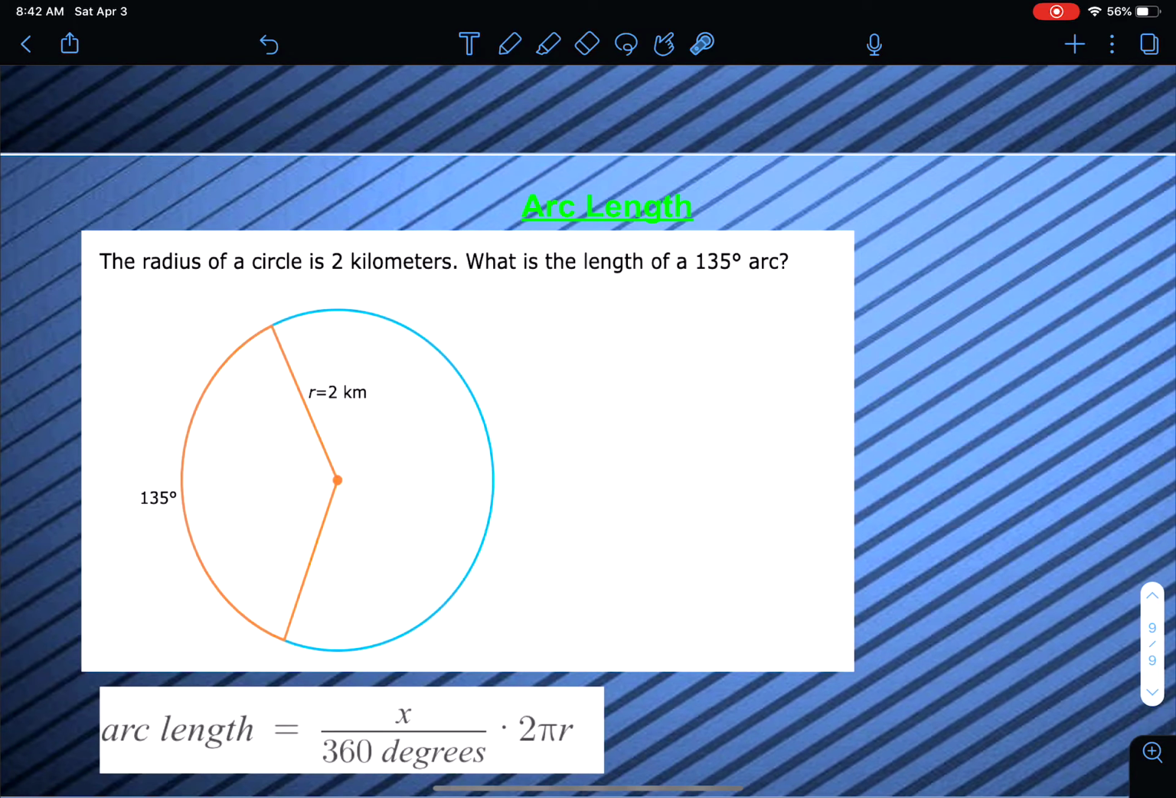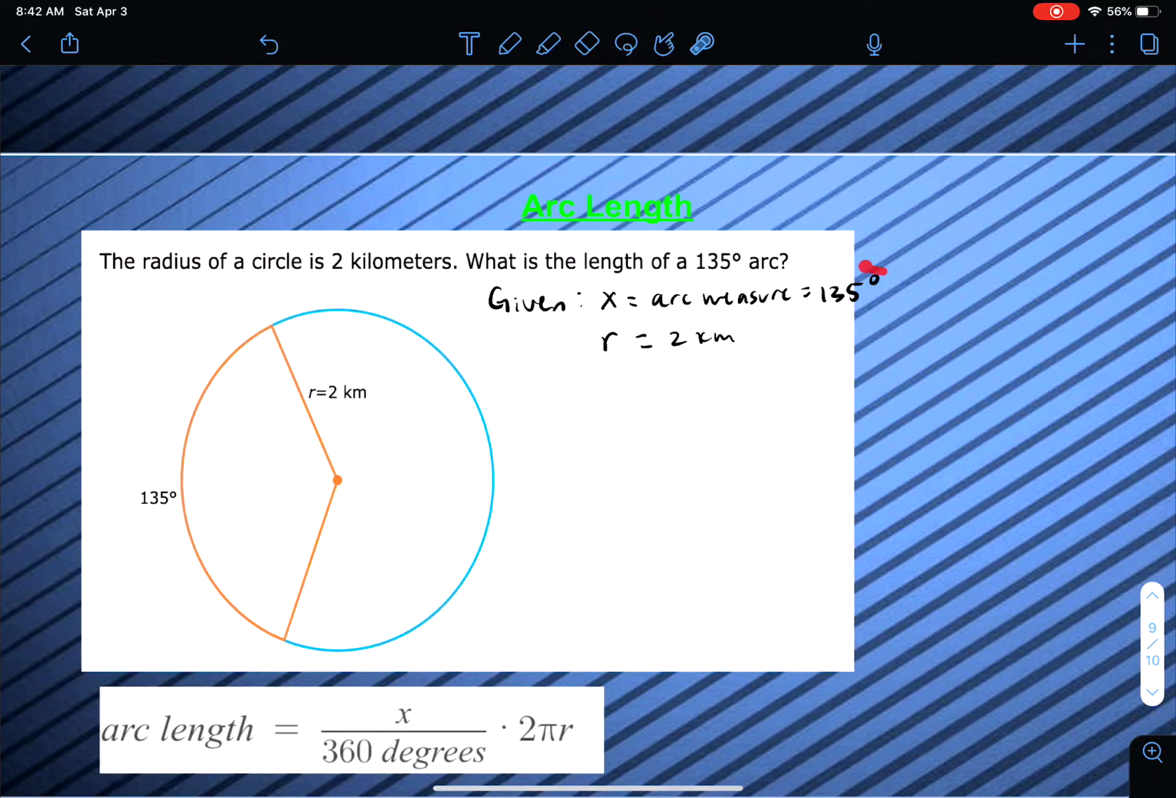The radius of a circle is 2 kilometers. What is the length of a 135-degree arc? Okay, now what I want to do is write our given. This is the amount of work I want to see in general. Given, right? We're going to say that our x, or our arc measure, is 135 degrees. And again, why do we know that that's arc measure? Because it's dealing with degrees, right? What else do we need to put? R, right? That's another variable that we have to write. R is 2 kilometers.